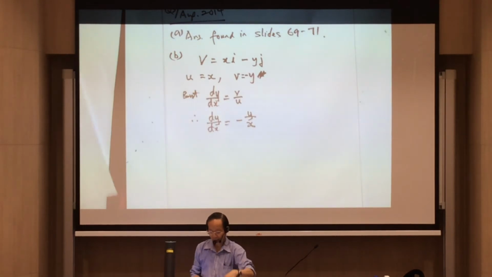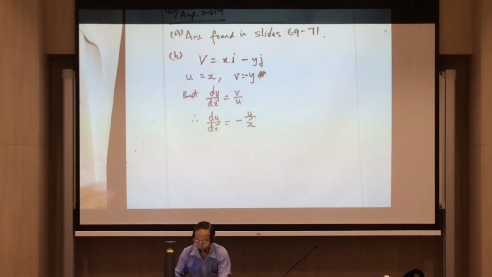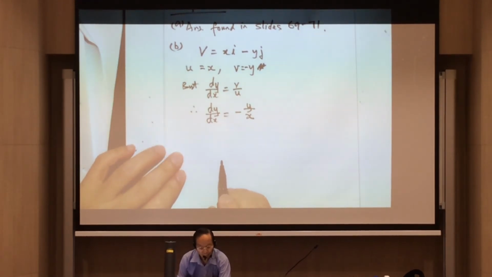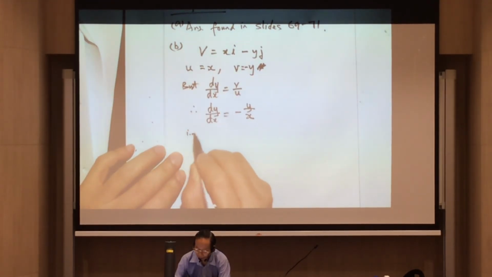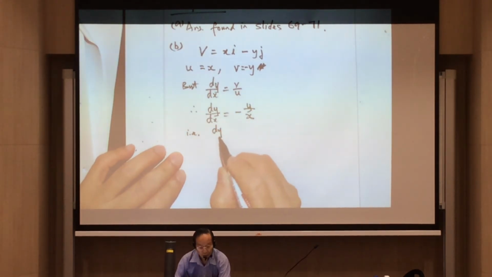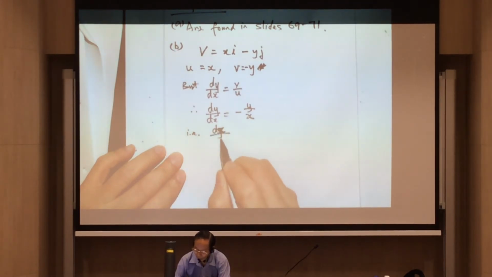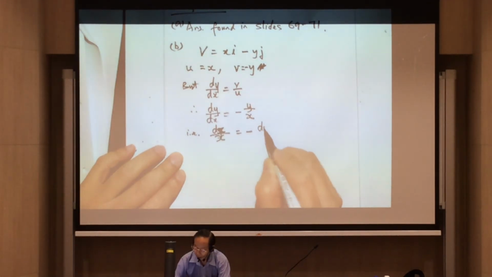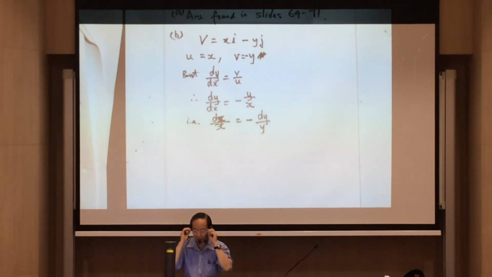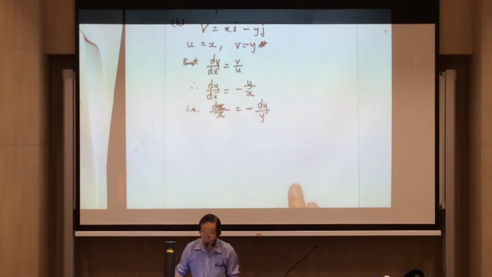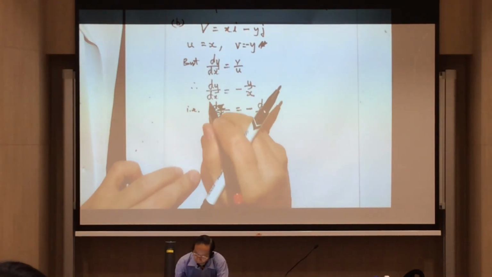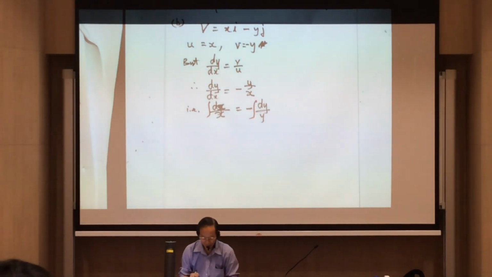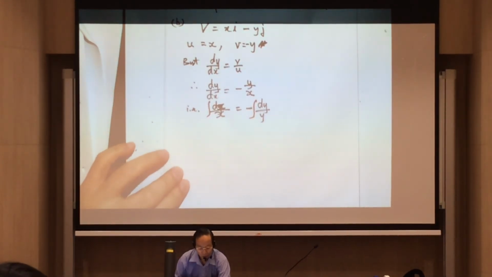And then, what next? You can rearrange. Put dx here: dx over x is equal to minus dy over y. Okay, dx over x equals minus dy over y. And what else can we do? We can integrate. So when you integrate this, what do you get?